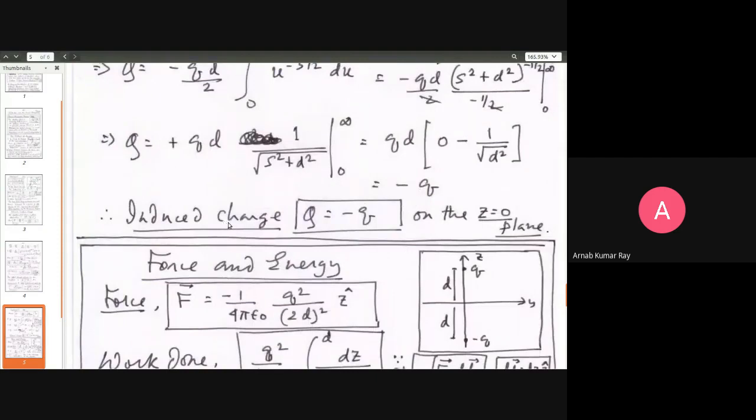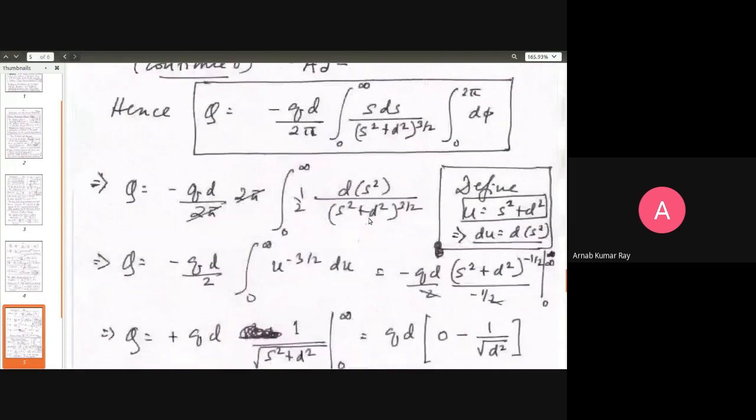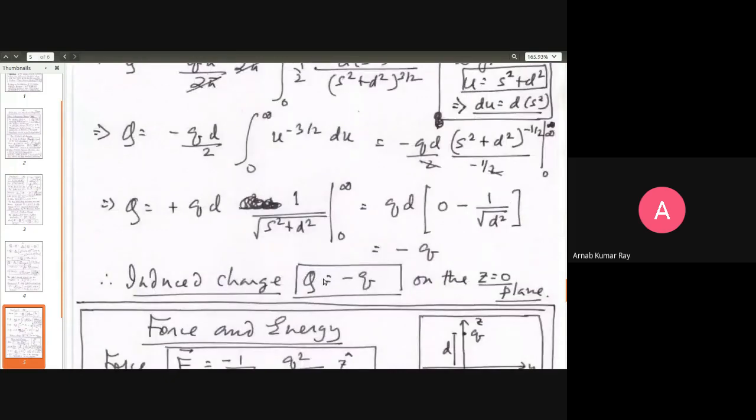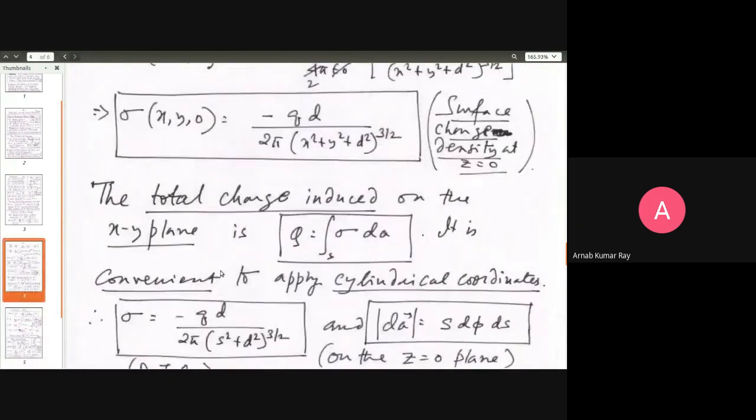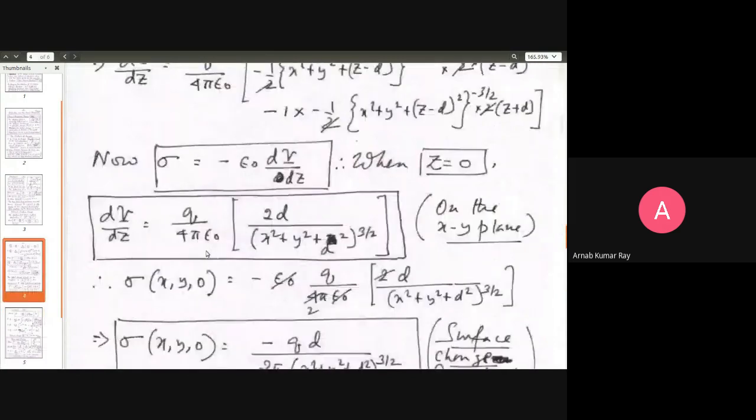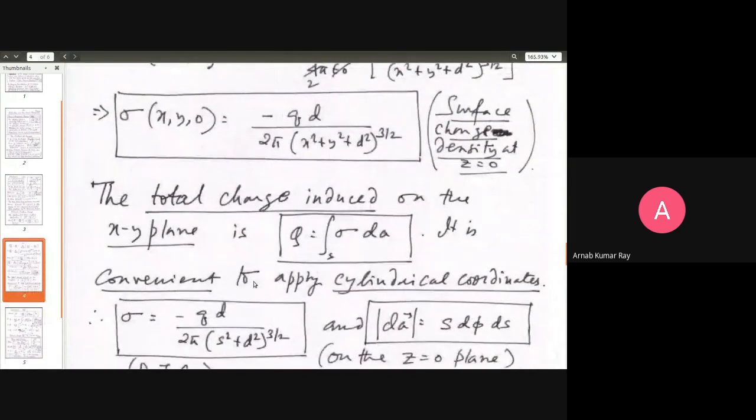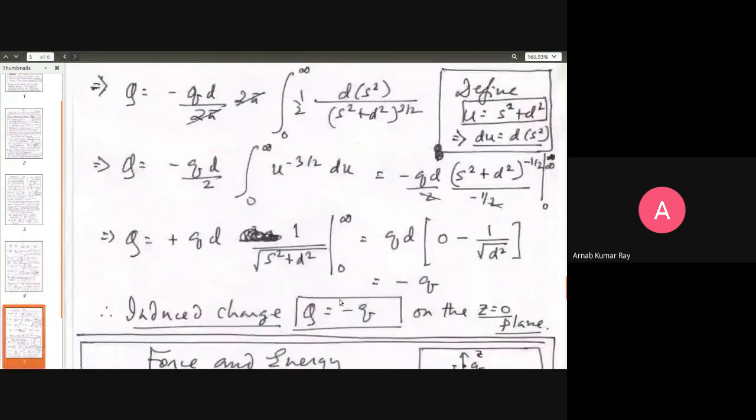So the induced charge plus q is equal to minus q on the z equal to 0 plane, and that is exactly what you should have. Capital Q is the total charge that is induced on the plane, and that total charge will be equal to minus q.